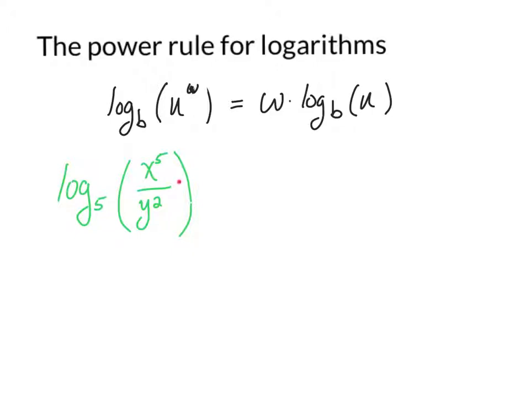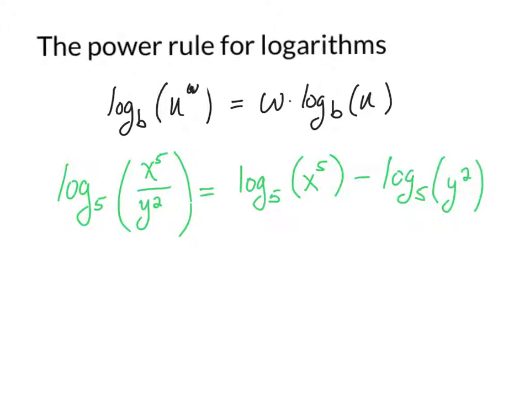And the thing that I'm going to do is look at this division. I'm dividing two things. So if we remember, we have this rule for quotients that says I can take my numerator and write it as a logarithm and subtract what I have in the denominator. Okay, so I can first rewrite this as log base 5 of x to the 5th minus log base 5 of y squared. And so I use the quotient rule for logarithms.